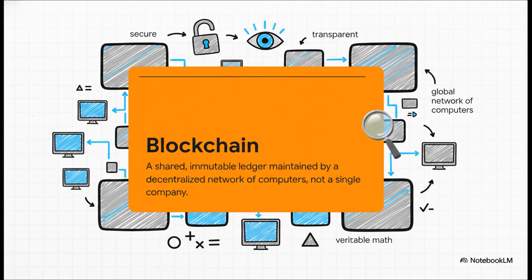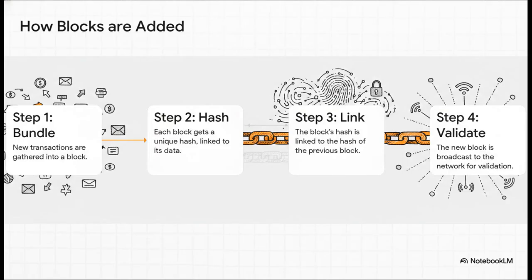So, how does that even work? Okay, let's break this down real quick. First, a bunch of transactions get bundled together into a block. Then, that block gets a unique digital fingerprint. It's called a hash. A good way to think of it is like a super secure, tamper-proof seal on an envelope. Now here's the really brilliant part. Each new block's seal is mathematically tied to the seal of the block that came right before it, and that's what forms the chain. Finally, that new sealed block is sent out to the entire network to confirm that everything looks good before it's officially added.